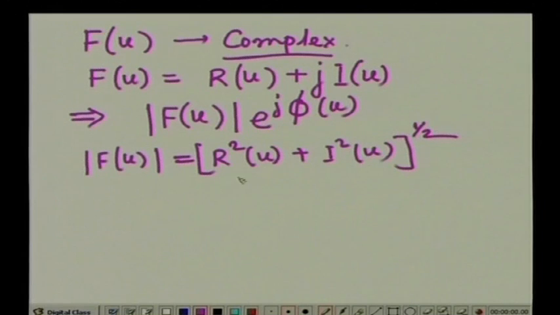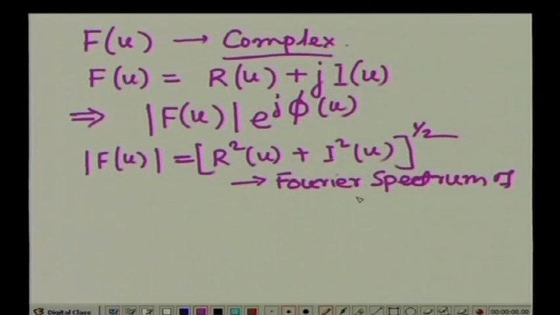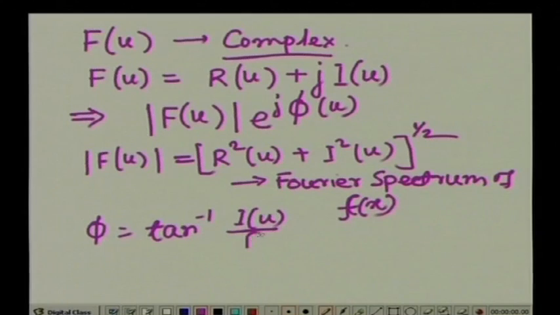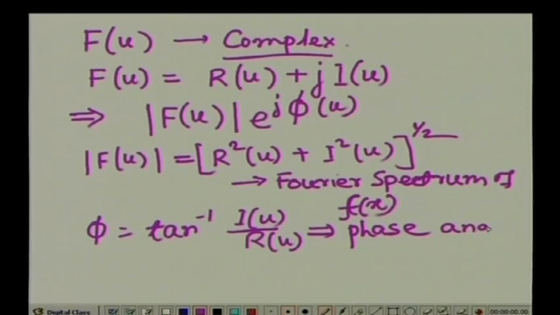Okay. And this is what is known as the Fourier spectrum of f(x). So, this we call the Fourier spectrum of the function f(x), and this quantity phi of u, which is given by tan inverse of I of u upon R of u, is what is called the phase angle. This is the phase angle.